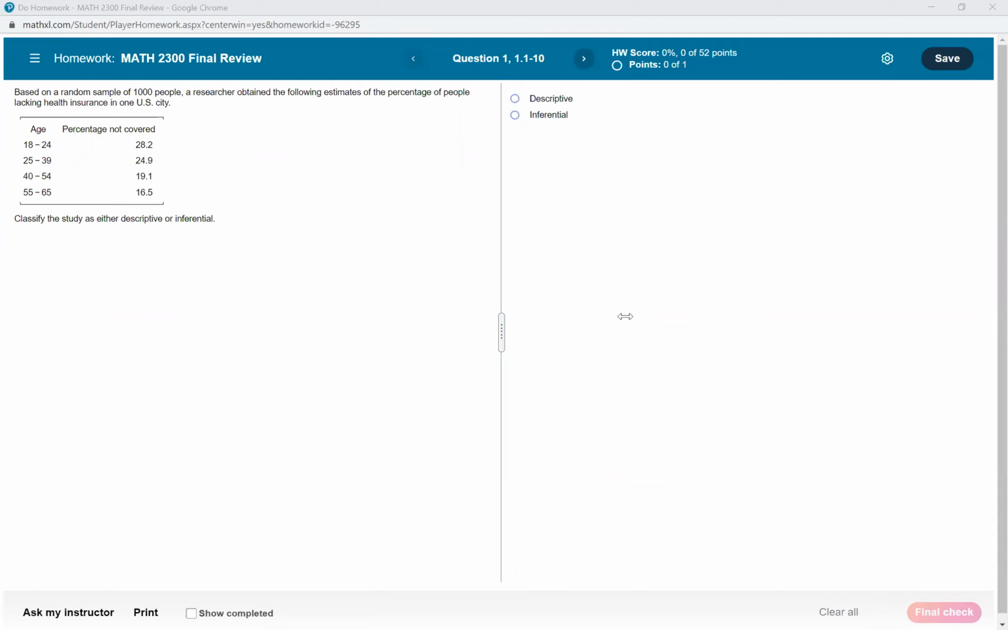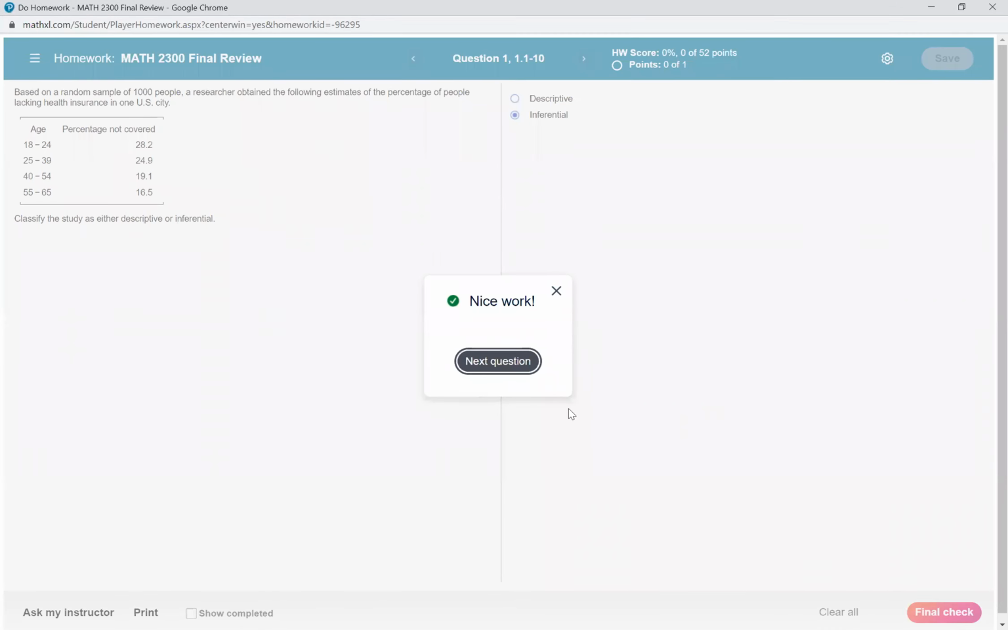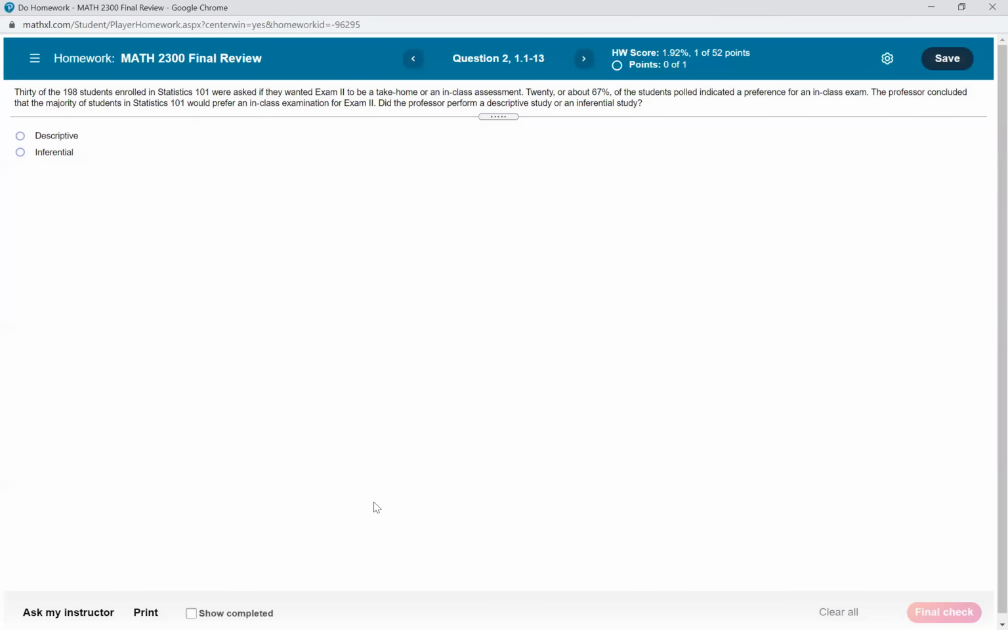Okay, so you are saying inferential. Inferential statistics means that based on the statistic, we make inference about the parameters, or based on the sample, we make inference about the population. Let me check. You're saying it's inferential, and yes. We have a sample of 10,000 people, right? And a researcher obtained the following estimates of the percentage of people in one US city. Based on this, we are making inference. So this is inferential statistics.